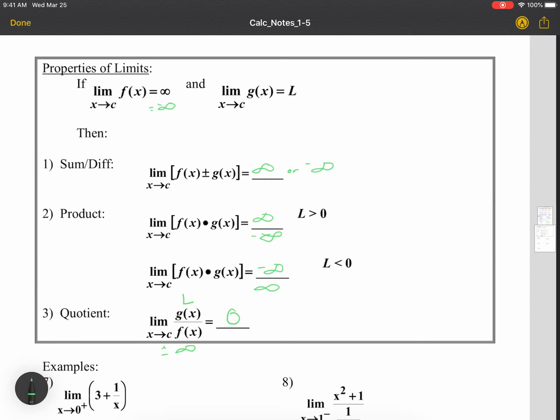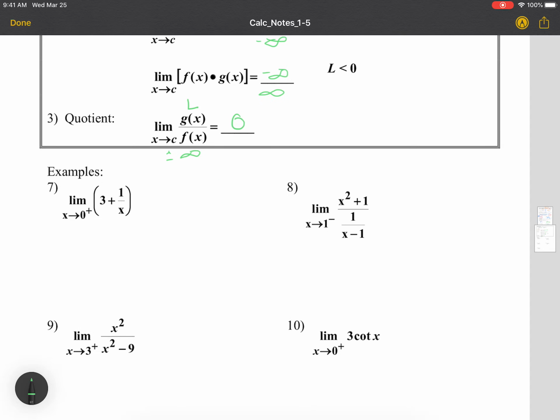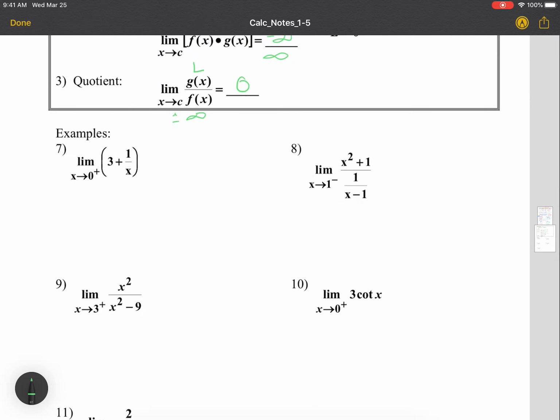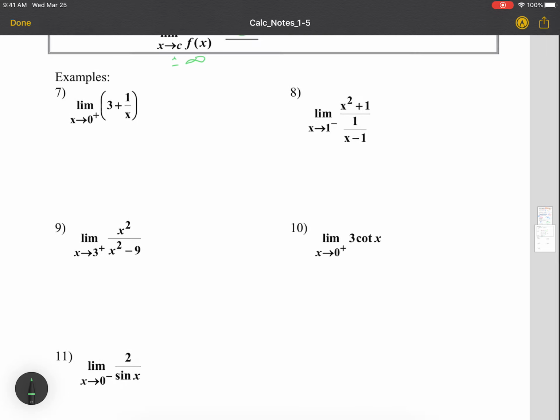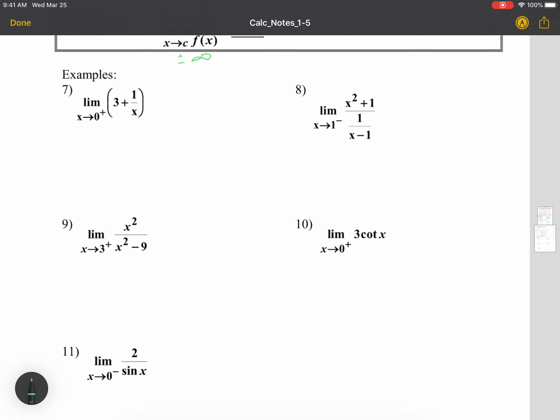Okay, examples. So 7, try not to use a graphing calculator for these. We want to examine these in parts, so don't graph the whole thing. We're going to break these down into parts like our properties and see it as a whole going forward. So 7, we're looking at the limit as x approaches 0 from the positive side of 3 plus 1 over x. We should know from our previous properties that the limit of 3 is 3.